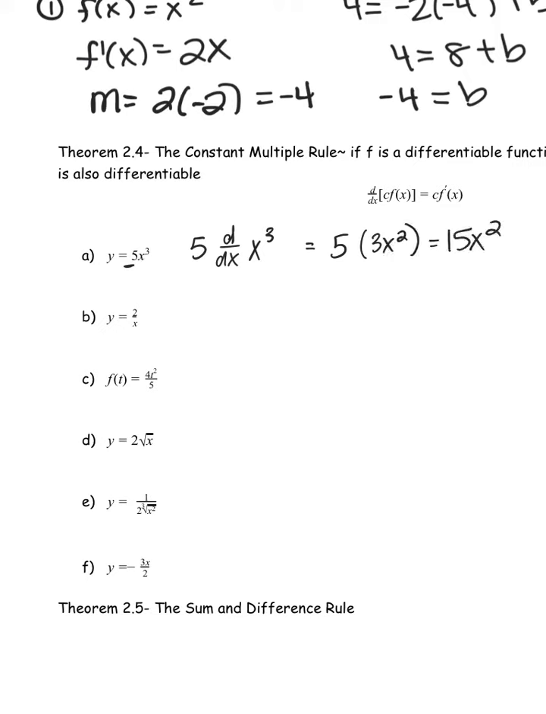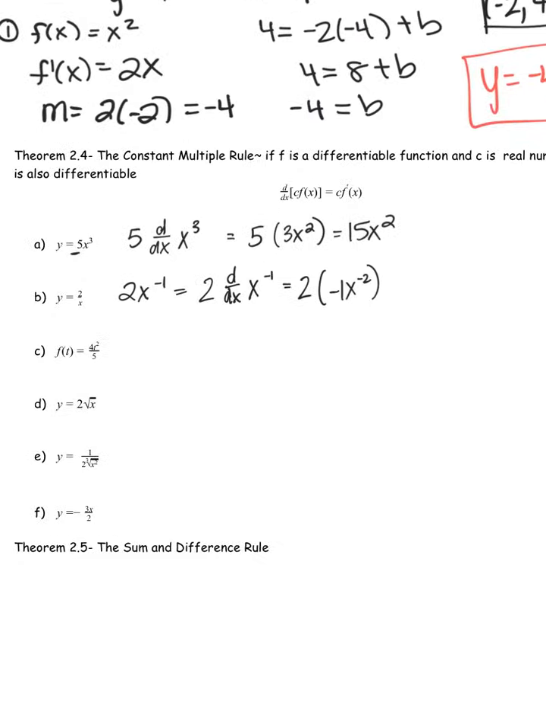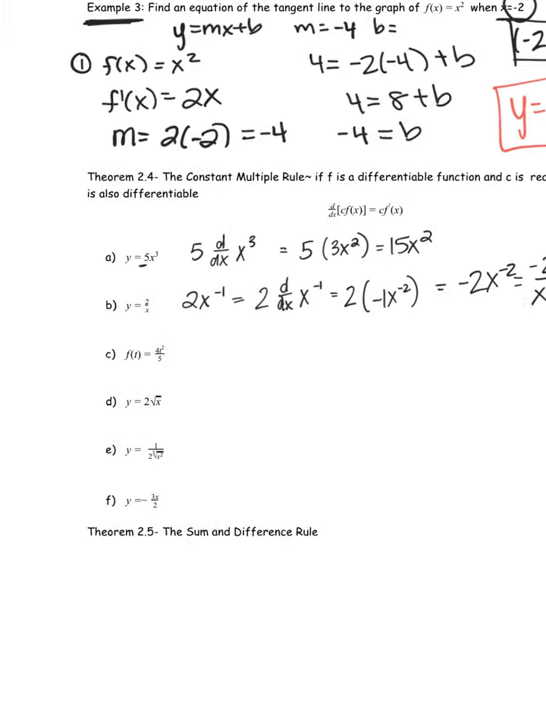which gives me 15x squared. For b, because it's a fraction, I need to rewrite it, so it's 2x to the negative 1, which means I'm going to take out the 2 and then take the derivative of x to the negative 1. So that gives me 2 times negative 1 x to the negative 2, and if I simplify that, I get negative 2x to the negative 2, which gives me negative 2 over x squared. Okay.